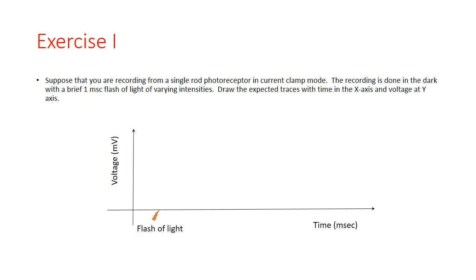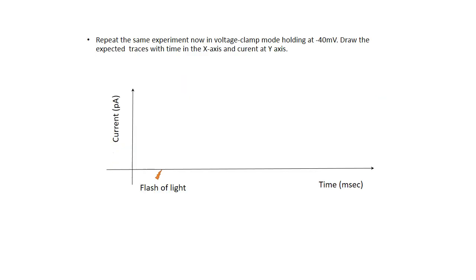So here is one exercise. You can see there is a figure that plots voltage in the y-axis and time in milliseconds in the x-axis, and supposedly you're recording from a single photoreceptor in current clamp mode. The recording is done in the dark with a brief 1 millisecond flash of light at varying intensity. Draw the expected trace with time in the x-axis and the voltage in the y-axis. Likewise, repeat the same experiment now in voltage clamp mode, holding at minus 40 millivolts. Draw the expected traces with time in the x-axis and current in the y-axis.